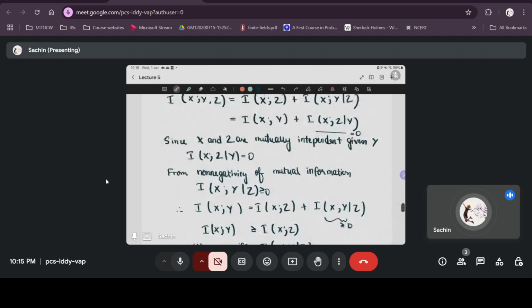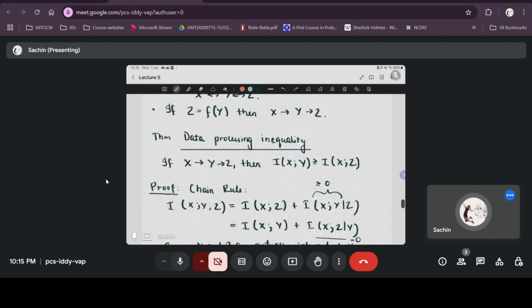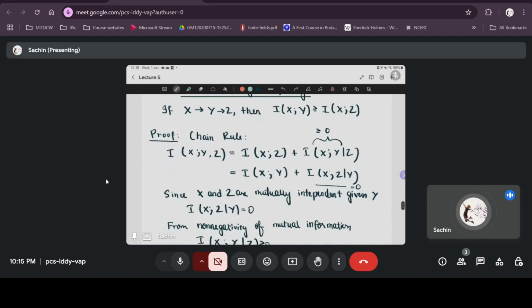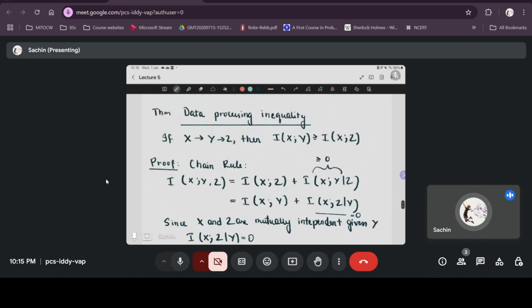And this equality holds only if x and y are such that I of x and y given z is equal to 0. That is, given z, y does not give you any more information about x. Then you can say the mutual information that y contains about x is equal to the mutual information that z contains about x.